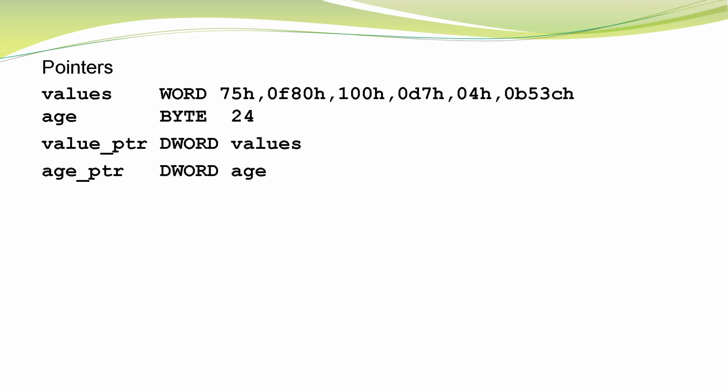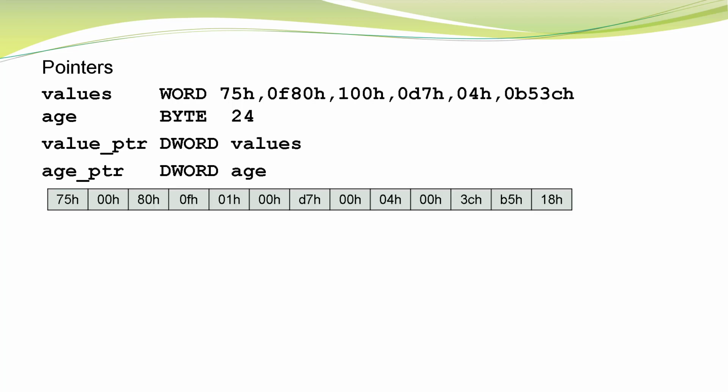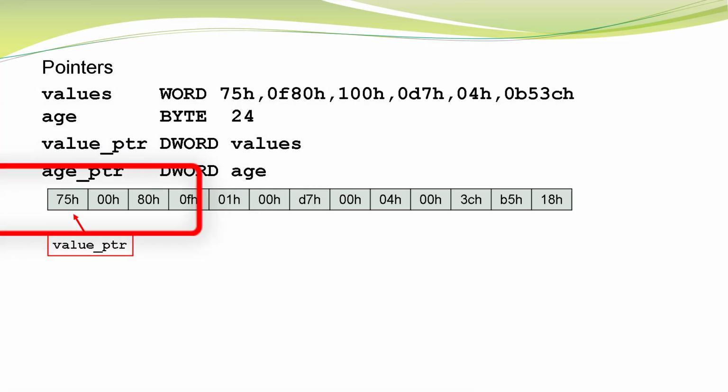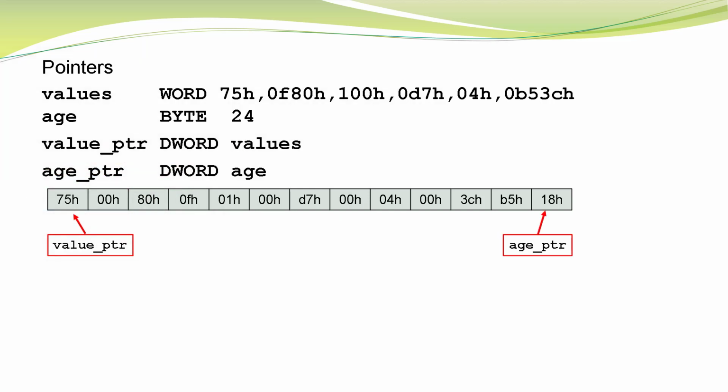Now, how do I use them? That's the question. Well, here's what all of that data looks like in RAM. Value pointer is pointing to the first element of the word array. Notice the little Endian way of storing there. And age pointer is pointing to that 24. The 18H is the same as 24.